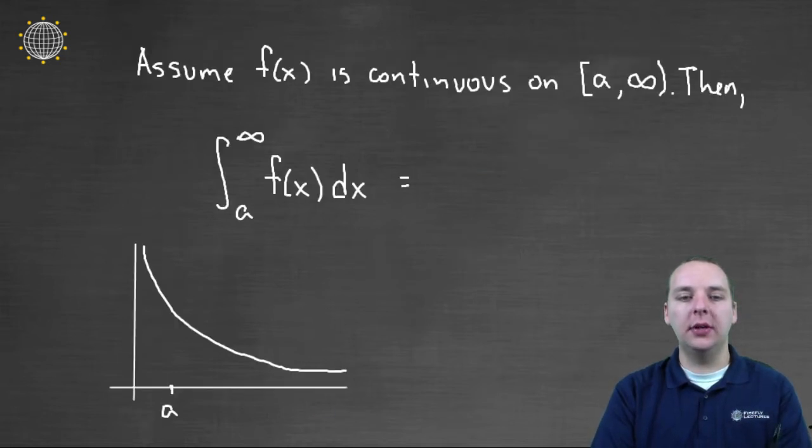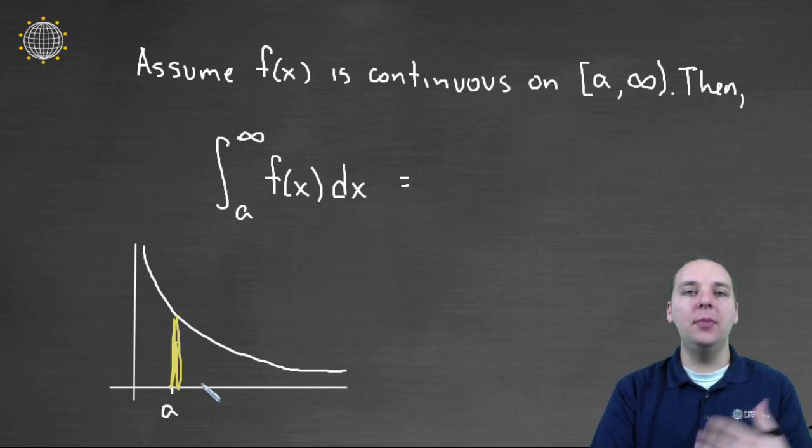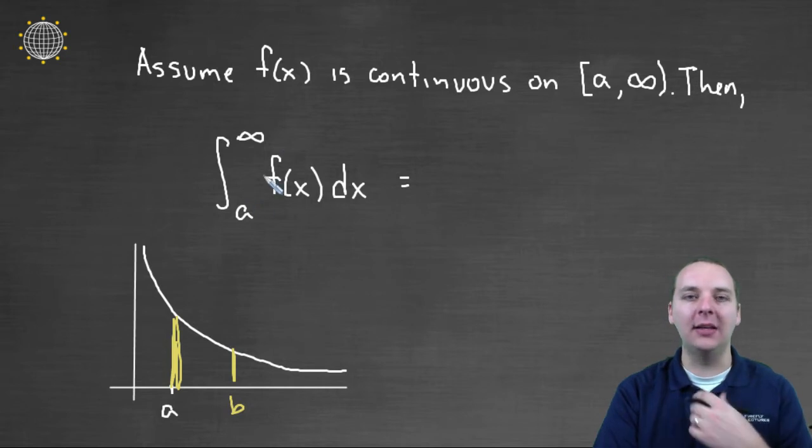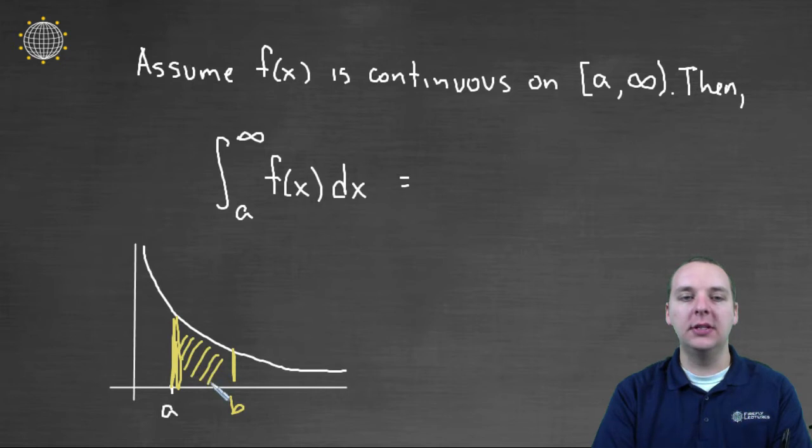Well, we're actually going to implement a pretty slick idea, a pretty smart idea. What we're going to do is this. We're going to integrate from A, and then I'm going to make up a dummy endpoint, a fictitious endpoint. So let's say from A to B, right? There's no B in this problem. I'm adding the B into this integral. Now, if B is finite, which it is, then we can compute that integral.